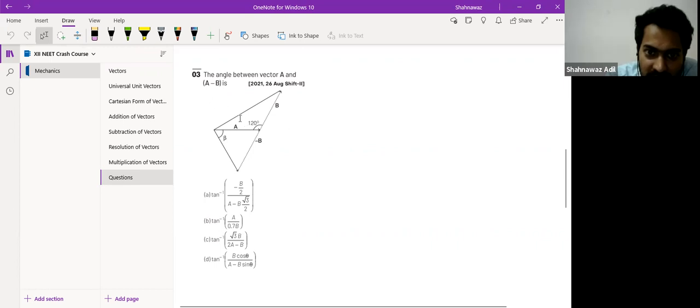This is the question, and you already know the subtraction of the vectors. So Abhinav, for you, this question: the angle between vector A and A minus B is... So what will be your approach in solving this question?